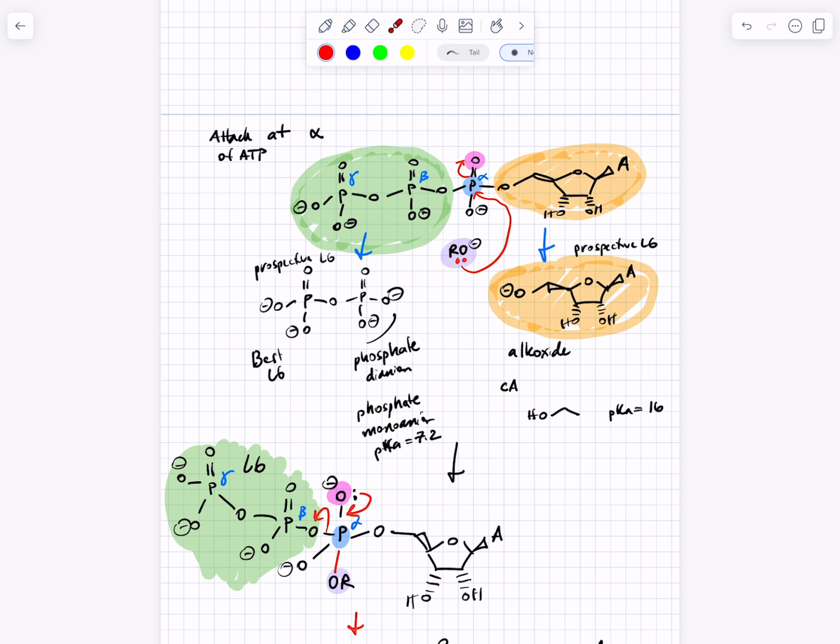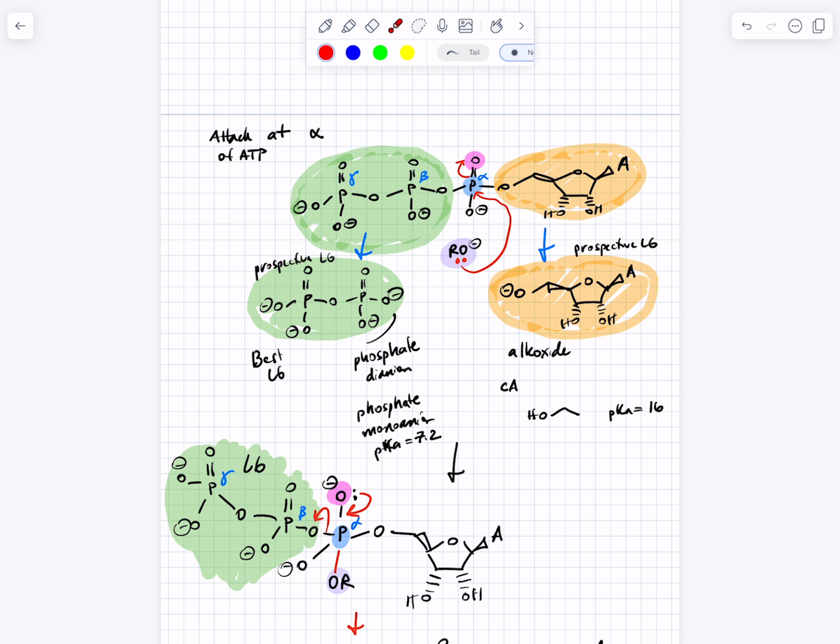Similarly, as I look at the prospective leaving group of this pyrophosphate group, I'd be like, well, that's not on my pKa table, but I do have a phosphate dianion, and the phosphate monoanion that I could find on that table does have a pKa of 7.2. Yeah, so you're just looking for something that's close enough. With experience, you probably won't even need to use the pKa table anymore once you get used to seeing that pyrophosphate is the better leaving group.